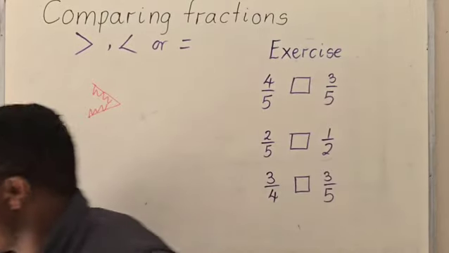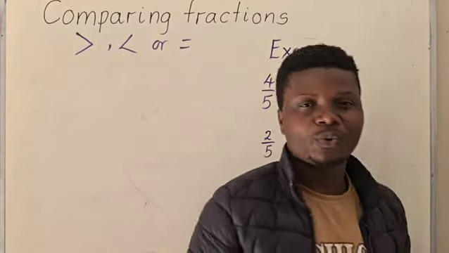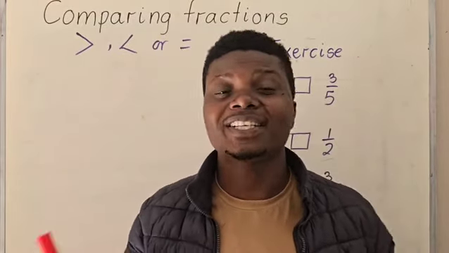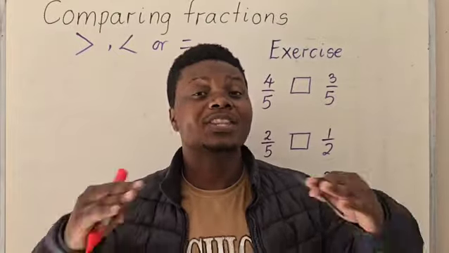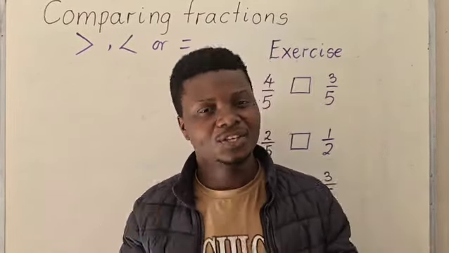So back to the main question: how do we compare fractions? How do you know which fraction is bigger than the other? Make sure the denominators are the same. And once the denominators are the same, just compare the numerators.